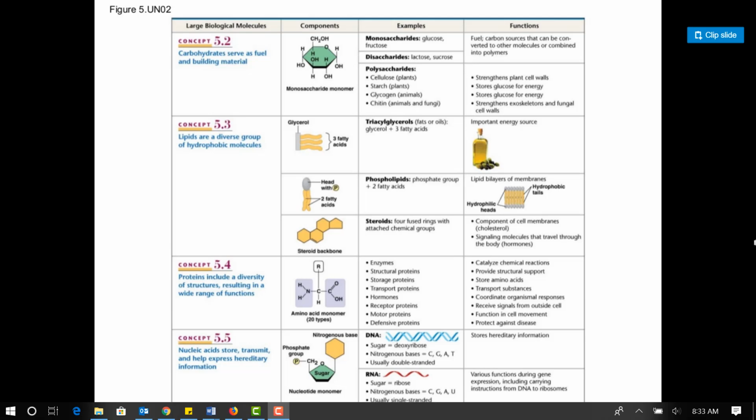Okay, so saturated fatty acids have no double bonds. And we know what a double bond is, right? We talked about one type of isomers, cis and trans isomers, which is about where the big bulky pieces are with respect to the double bond. Unsaturated fatty acids have at least one double bond.